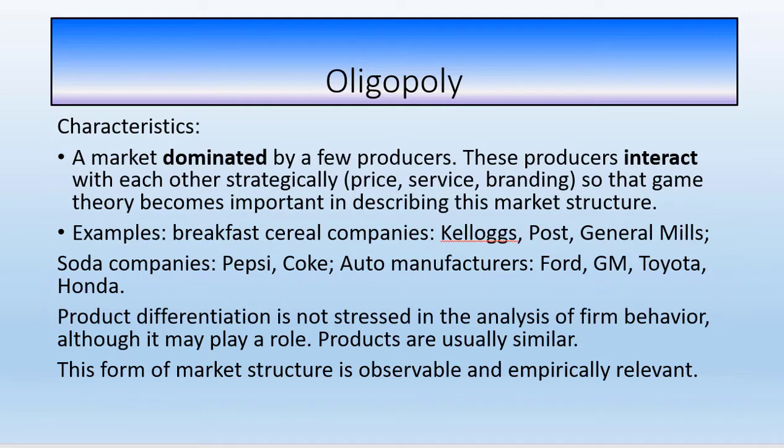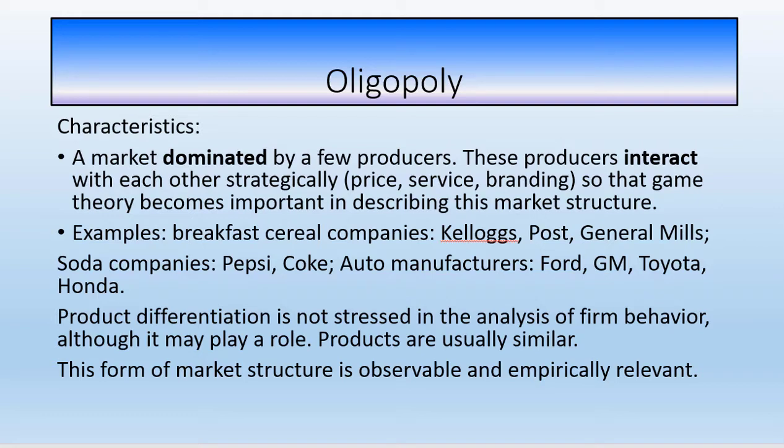Now, the characteristic of an oligopoly is that the market is dominated by a few big producers. These producers interact with each other strategically, and they could interact in terms of price, service, branding, so that this interaction becomes very important in describing this market structure, because what one firm does, the other one responds and reacts to. For example, if a business increases its price, then it's likely that one of the other big players will take a look at that very closely and respond appropriately given the circumstances.